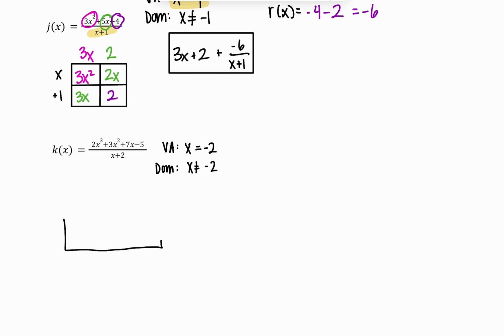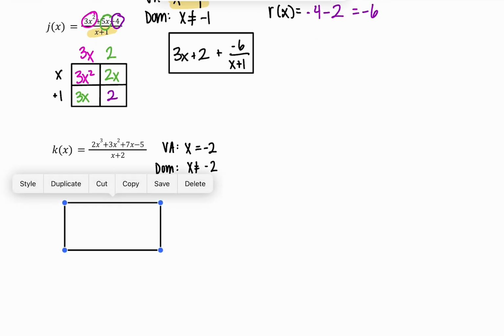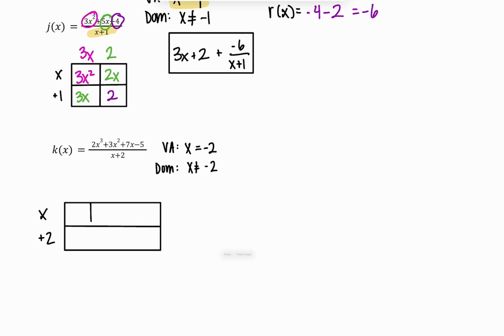On the next one, we're going to do the same thing, box method. This one has one more term, so it's going to be just a little bit larger. And this time we're dividing by x plus 2. Okay, so 2x cubed has to start out because that's the first term in the polynomial.